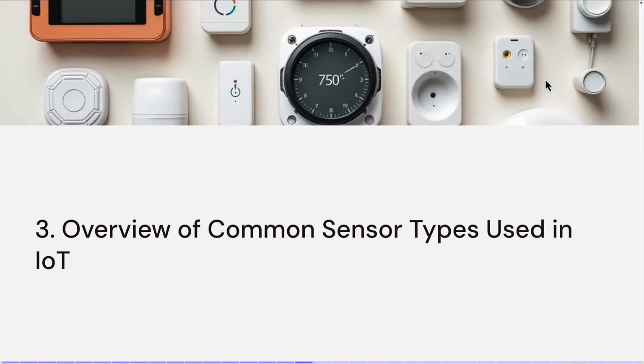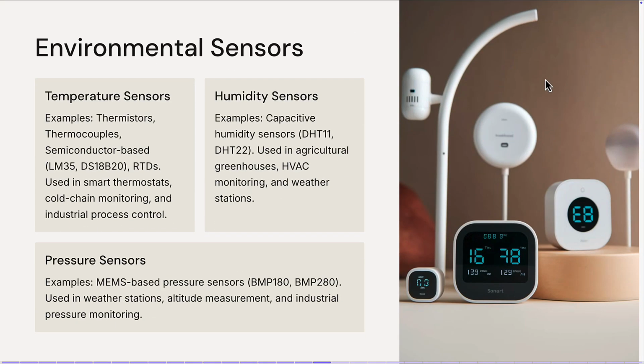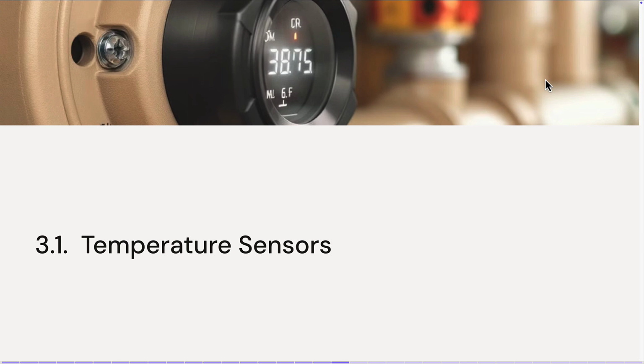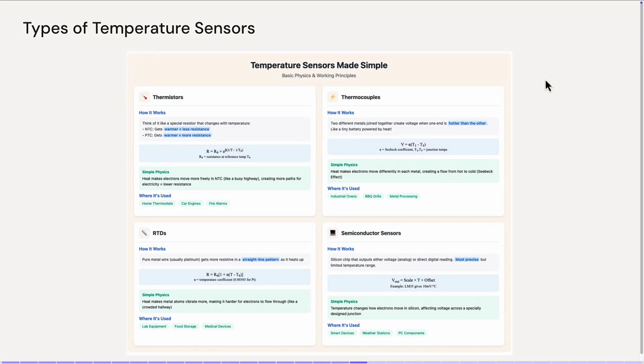So let's start talking about sensor types and their implementations. We start with the temperature sensor. Temperature sensors come with different technologies. They can be built with different technologies. The first one is the simplest, which we call the thermistor. Okay, and you can think about this as a special resistor that changes with the temperature.